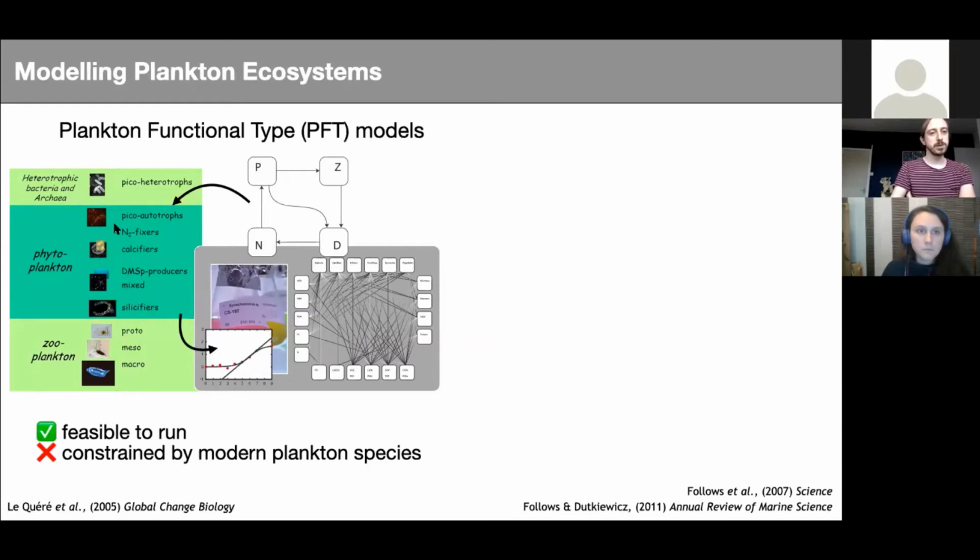The parameters that define things like growth rates and uptake rates are derived from culture studies. So we culture different species in the lab, we measure how fast they grow, for example, and those values are then used in the model. And we end up with a more complex version of this NPZD model, which takes into account different types of phytoplankton, zooplankton, and different types of nutrients and detritus. So this model is quite feasible to run because we haven't increased the number of tracers that much.